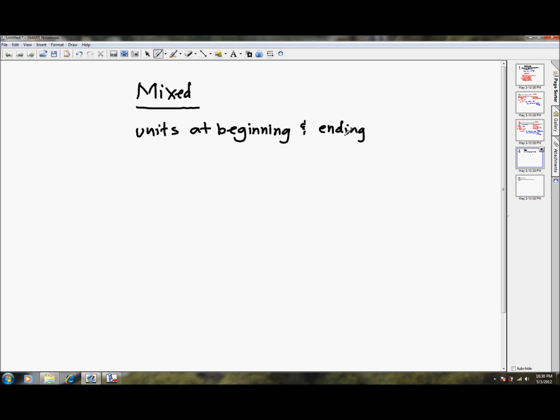What do I mean if I talk about mixed stoichiometry? That means the units at the beginning and the end of the stoichiometry problem are different. Okay, in our previous problems we've been starting with grams and ending with grams. So this usually is liters to grams, or when you start with grams and you end with liters.